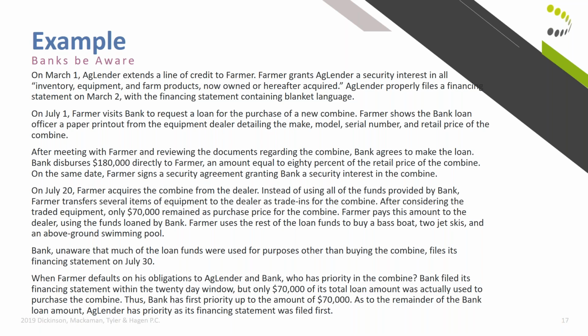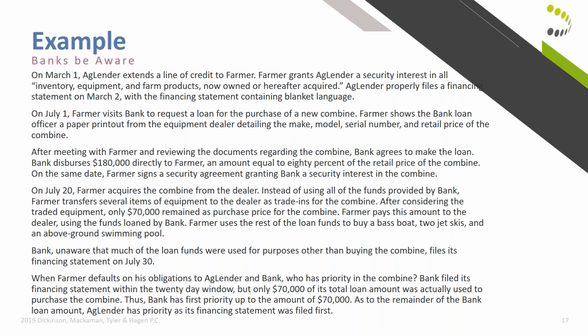Then, on July 20th, farmer acquires the combine from the dealer. Instead of using all the funds provided by bank, farmer transfers several items of equipment to the dealer as trade-ins for the combine. After considering the traded equipment, only $70,000 remained as the price for the combine. So the farmer pays this amount to the dealer using the money loaned by the bank, that $180,000, and uses the rest of the loan to buy a bass boat, 2 jet skis, and an above-ground swimming pool.